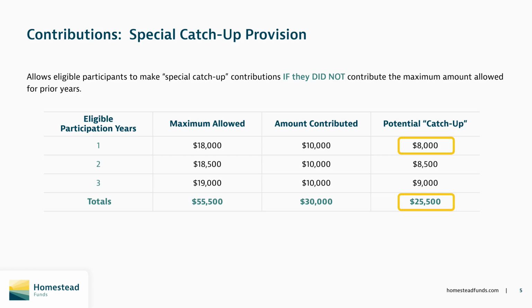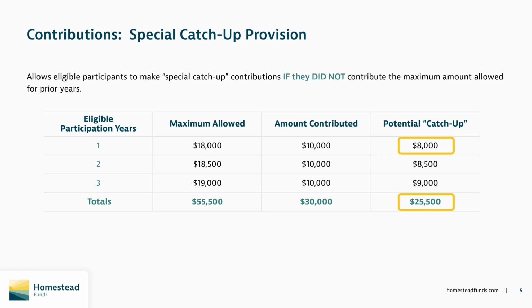The amount a participant can make up is determined by the total annual maximum allowed during the time period when they were participating, subtracted from the total amount the participant contributed during that same period. So let's review an example. For this participant, he or she was eligible to participate in the plan in year 1. In that year, the maximum contribution allowed was $18,000. The participant contributed only $10,000 that year, leaving $8,000 in potential catch-up. In subsequent years, he or she also under-contributed, leaving a total of $25,500 in unused deferrals that could be made up as part of the special catch-up process.